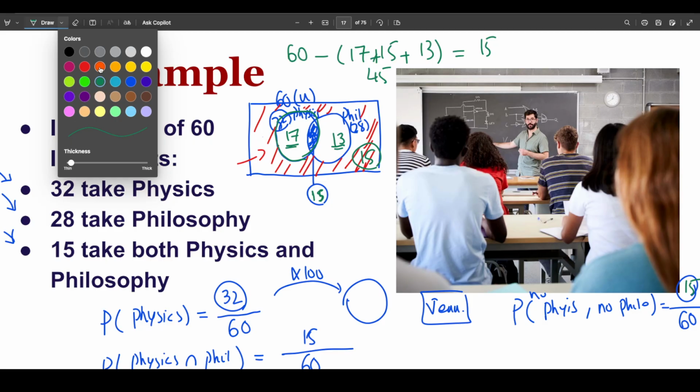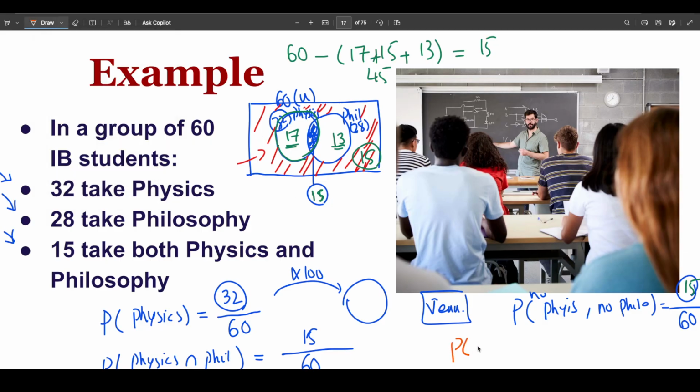Now, if I ask you, what is the probability that a student has only physics? You're going to tell me only physics is going to be 17 over 30 over, pardon me, 60. 17 over 60. Okay, that's it.